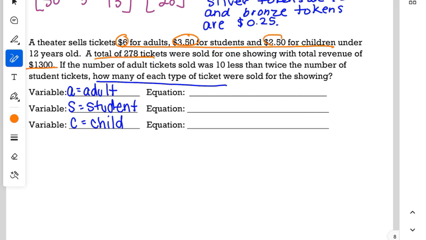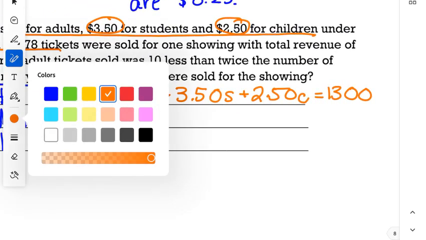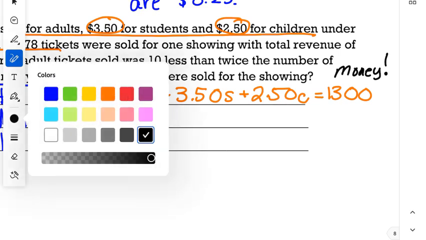So if I'm talking about all the money, then I need to put all the money in one equation. So it'd be $6 times the adult, plus $3.50 times the student, plus $2.50 times the child, gives us a total amount of money, $1,300. So I'm going to call this equation my money equation. It has all the money. Because we have a total amount of money and we have an amount for each one.